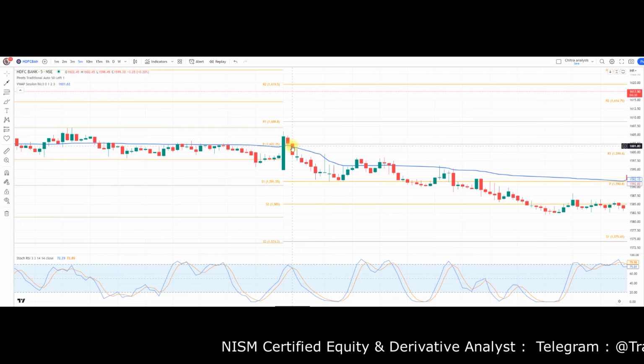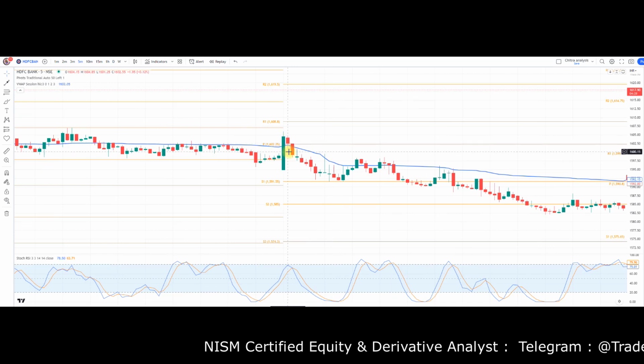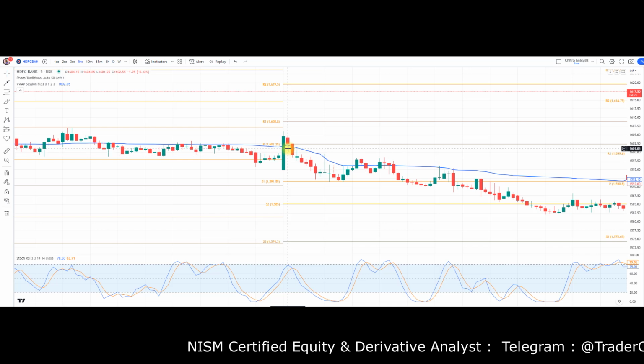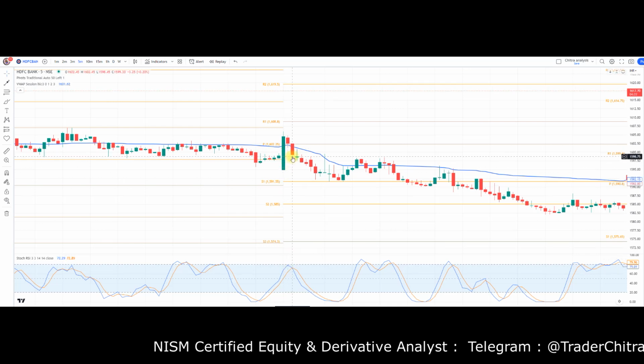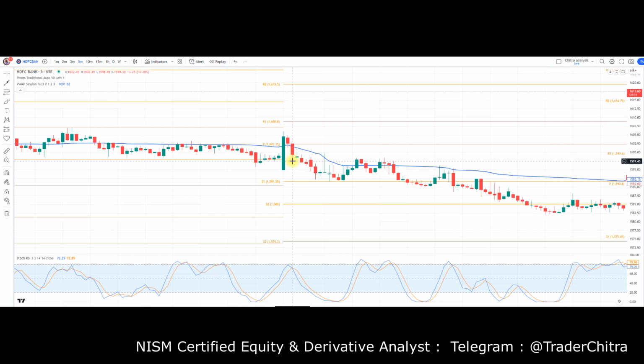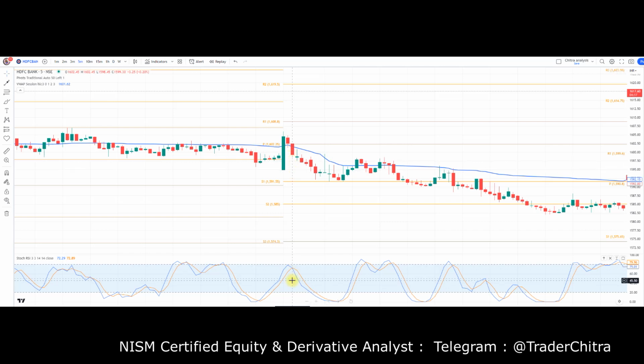When you look at this red candle, it gave a close below the P and below the VWAP. Here the crossover has not yet happened in the stochastic RSI. In this red candle, we got the confirmation that the stochastic RSI also gave a crossover.